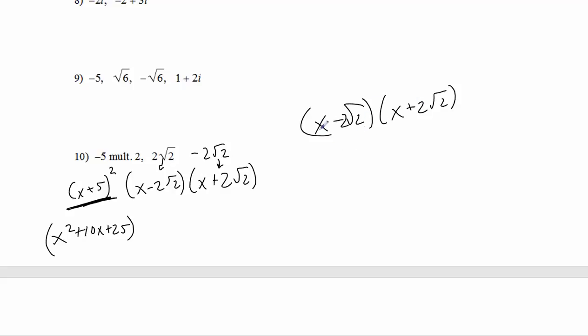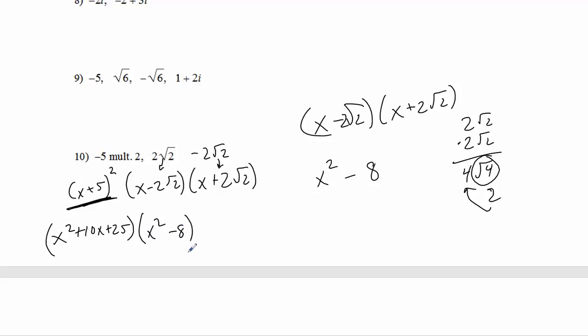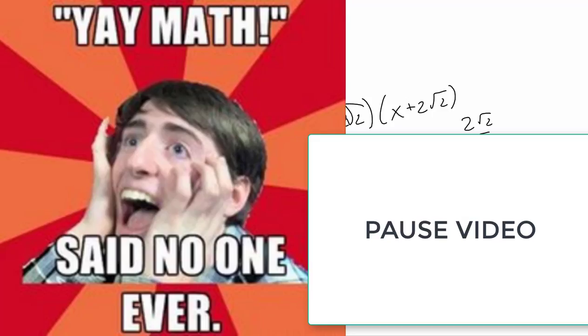That means I can just do x times x is x squared. 2 root 2 times 2 root 2 is actually 4 root 4. Well, what is root 4? That's 2 times the 4 is 8, and then negative and positive make a negative. So it's x squared minus 8. So that's a quick way of doing it. All right, x squared minus 8 times that trinomial of x squared plus 10x plus 25. Again, do your box, 2 by 3 box, and then hit play, see what you get.